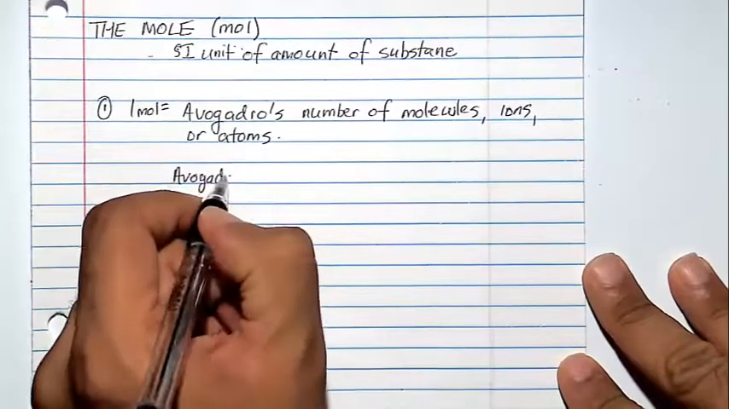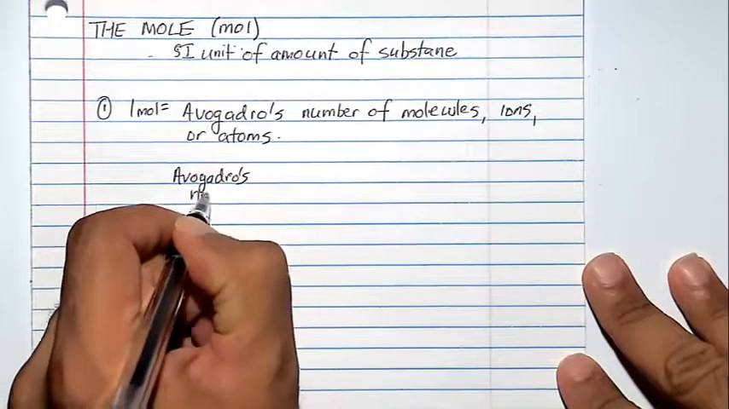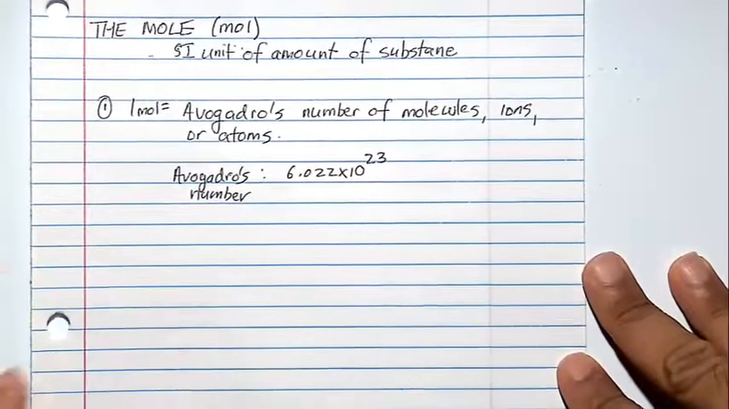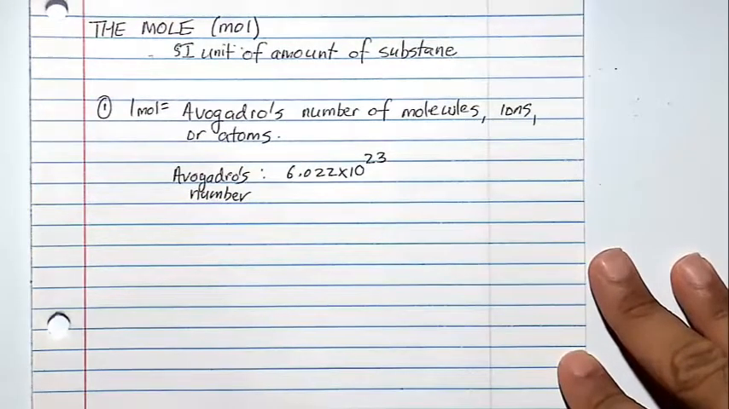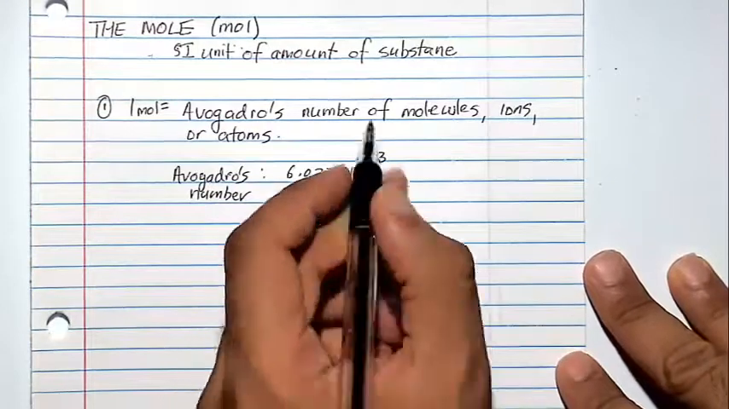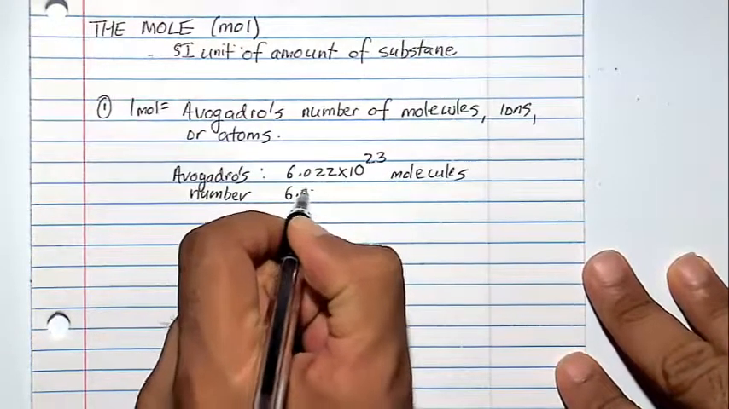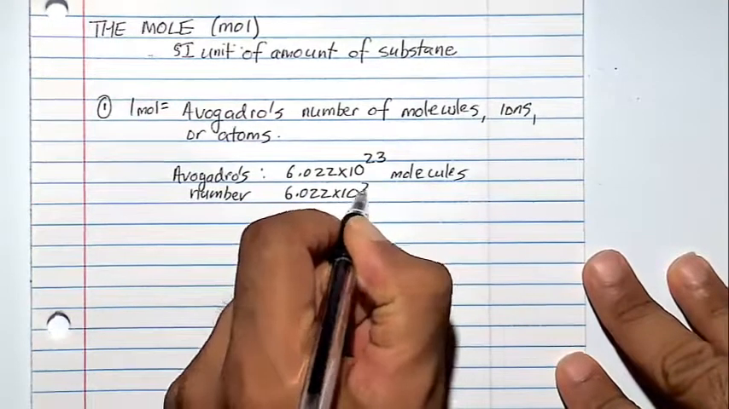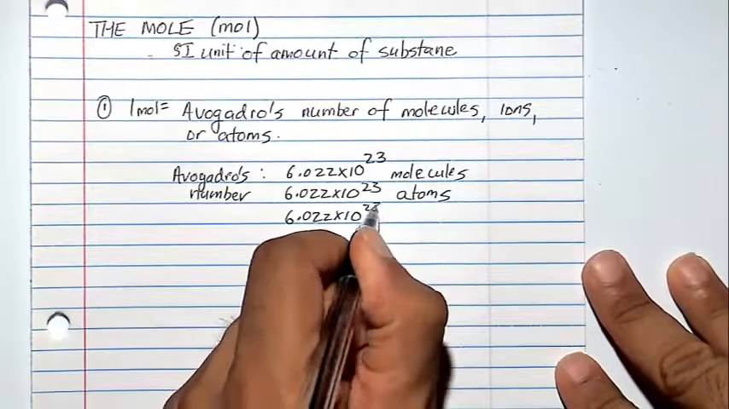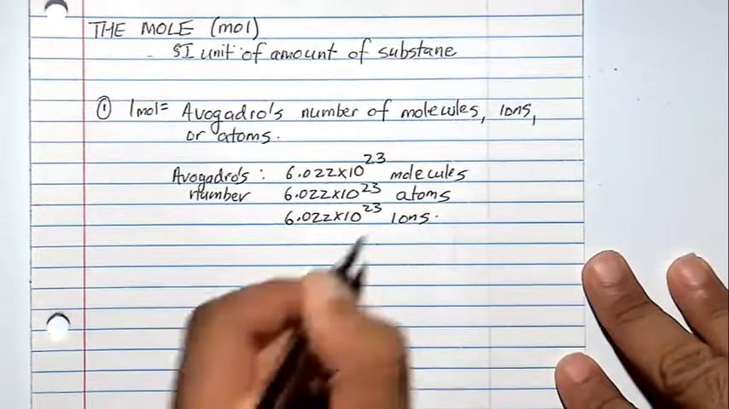6.022 times 10 to the 23. I'll write that down here. It's probably a number that you should just go ahead and memorize. And again, that's 6.022 times 10 to the 23 molecules, 6.022 times 10 to the 23 atoms, or if you're dealing with a substance that is an ion, a charged particle, it could be ions.